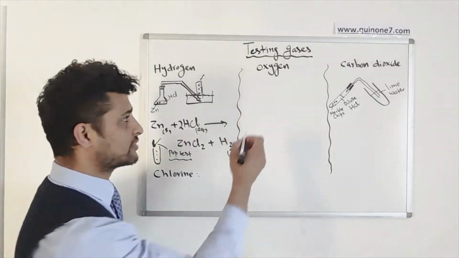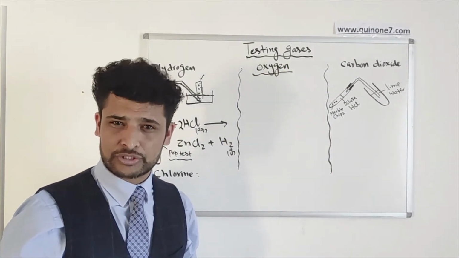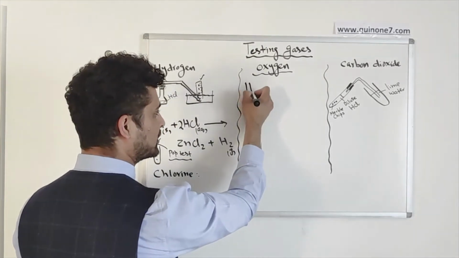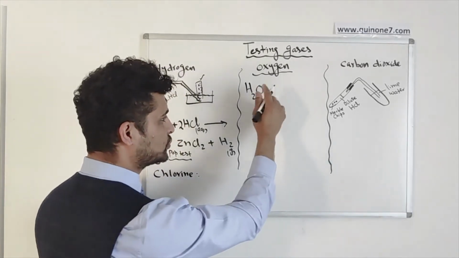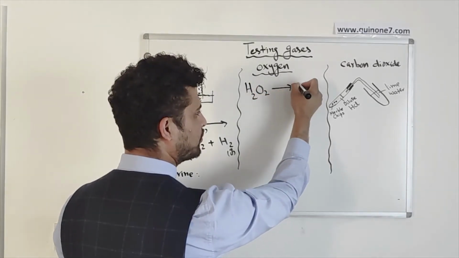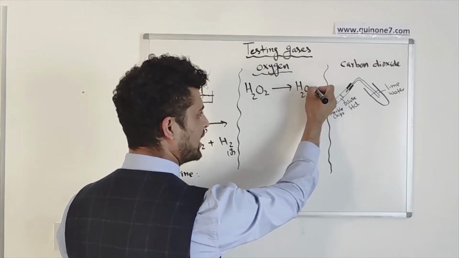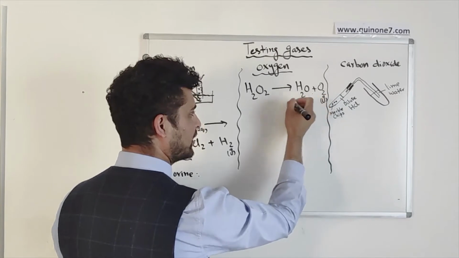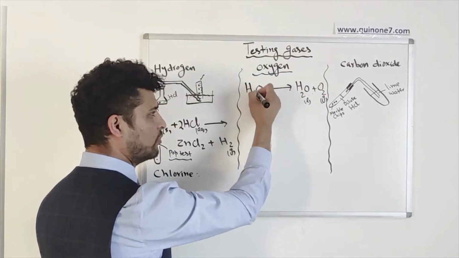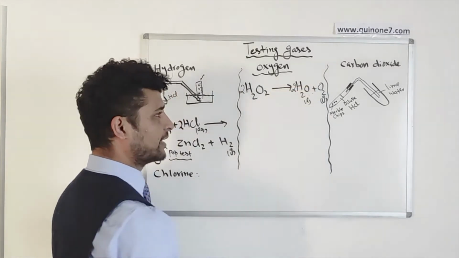Second gas is oxygen. Now oxygen can be produced by the decomposition of hydrogen peroxide. It is one of those chemicals which you actually use to bleach your hair. So H2O2 will be decomposed into water and oxygen gas. So this is the gas which will be produced. Now you have to balance the H2O2, and you put 2 there, and that's balanced.